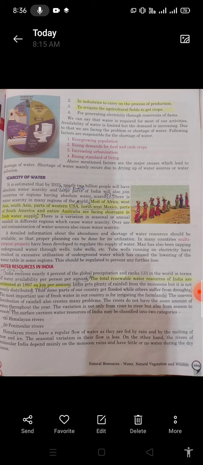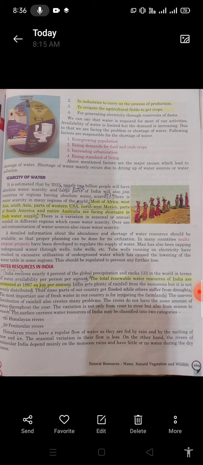Multipurpose project. What is a multipurpose project? A multipurpose project is a dam built across a river. A dam is called a multipurpose project. It serves several purposes, such as controlling floods, providing water for irrigation, generation of hydroelectricity, providing drinking water, and navigation. Therefore, these modern multipurpose projects have been termed as the temples of modern India by Pandit Jawaharlal Nehru, who was our first Prime Minister.